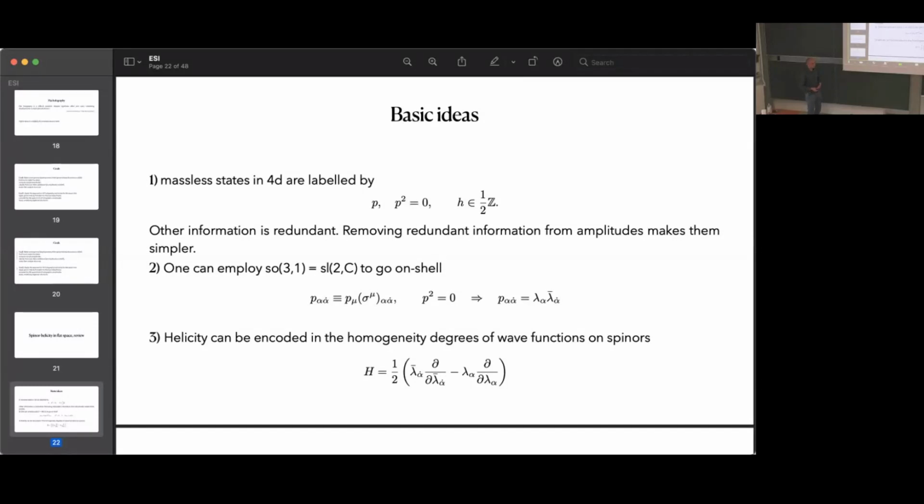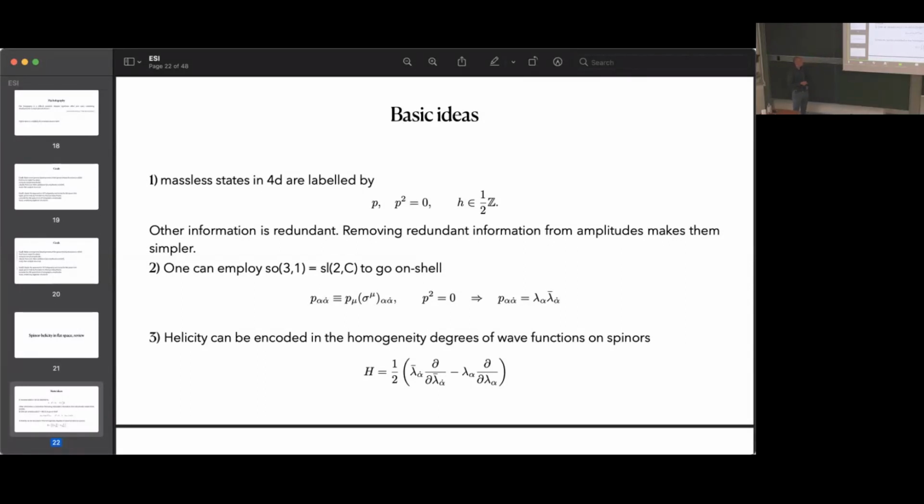So you don't have to introduce polarization vectors and gauge invariance as you usually do. You just keep the relevant information. And the second idea is, as I said, very typical in 4D: it is convenient to use SL2C spinors. There is an isomorphism between the algebras: the Lorentz group SO(3,1) is the same as SL2C. This is convenient because in these terms, momentum squared equal to zero can be solved. P alpha alpha dot is a product of lambda alpha and lambda alpha dot, which are just SL2C spinors. So this is how we are going to encode massless momenta.